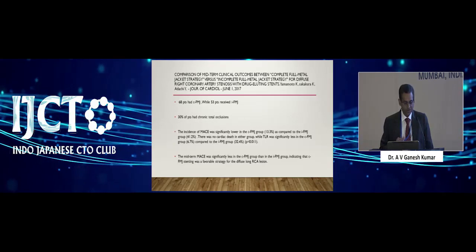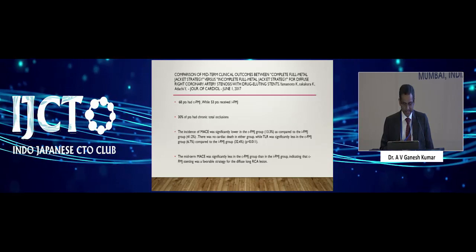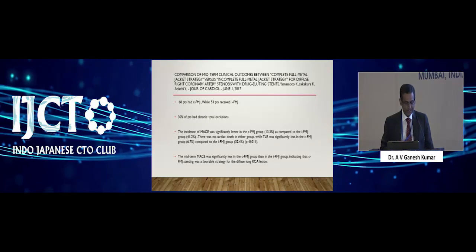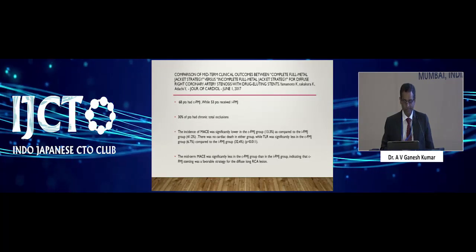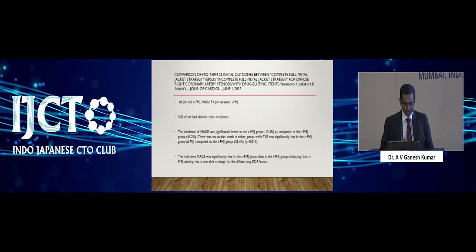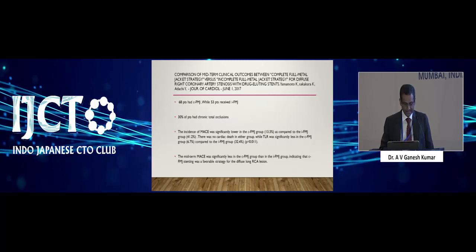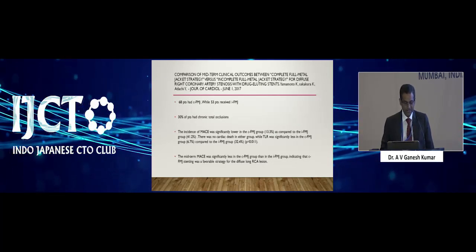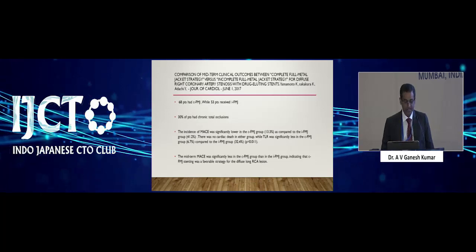30% of these patients had chronic total occlusion in both the arms. And the MACE rates were, in fact, surprisingly lower in the complete metal jacket compared to the incomplete metal jacket. The midterm MACE was significantly less, and it was favorable for full metal jacket in patients having diffuse, especially long, coronary artery lesions.